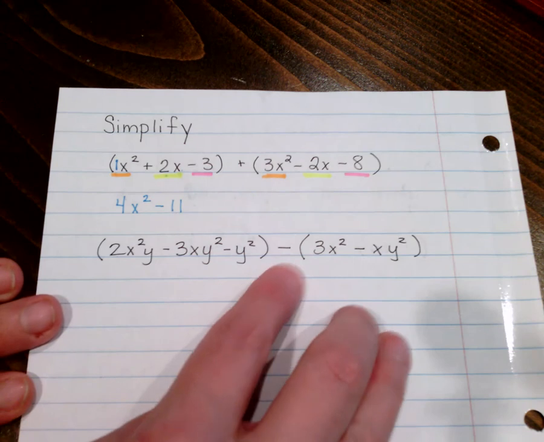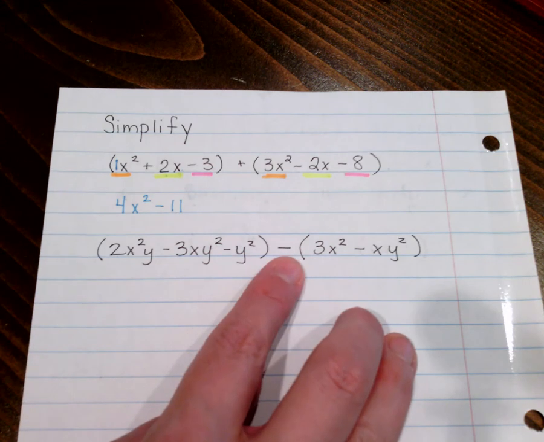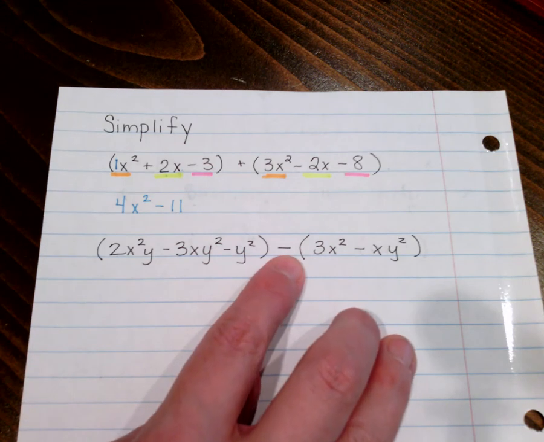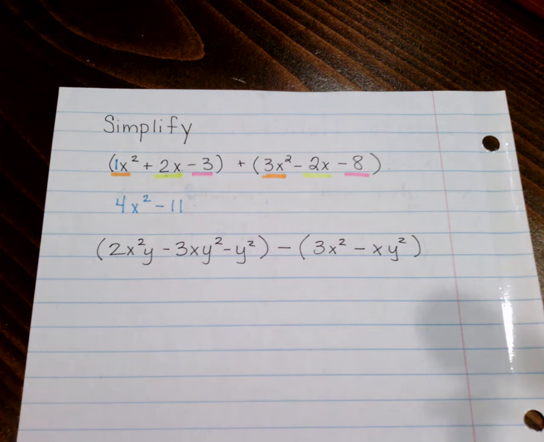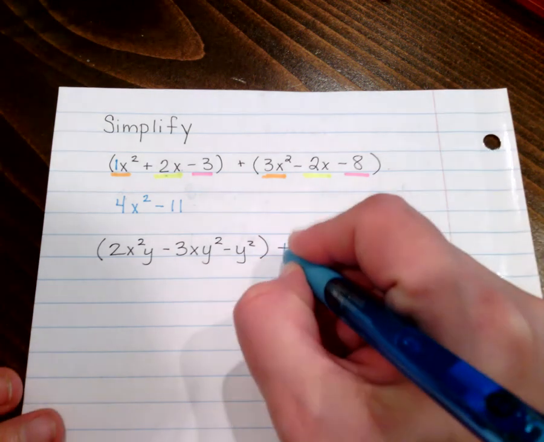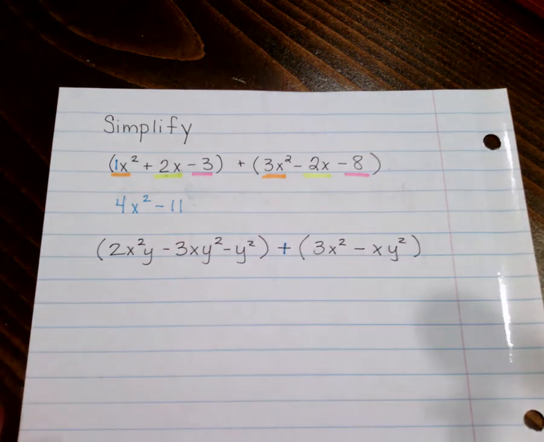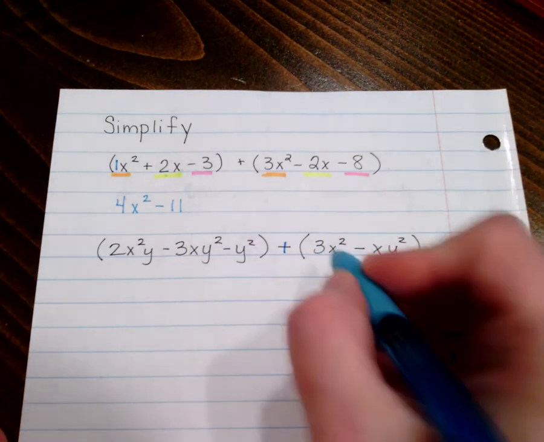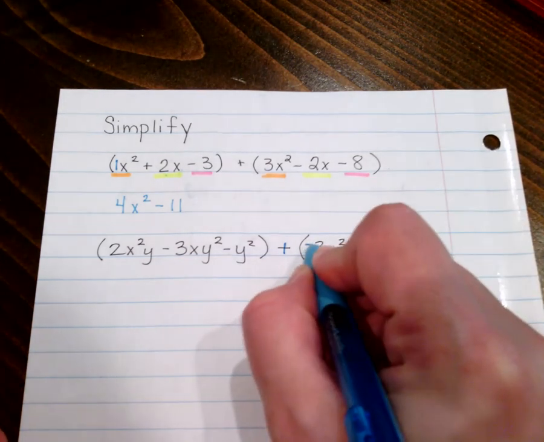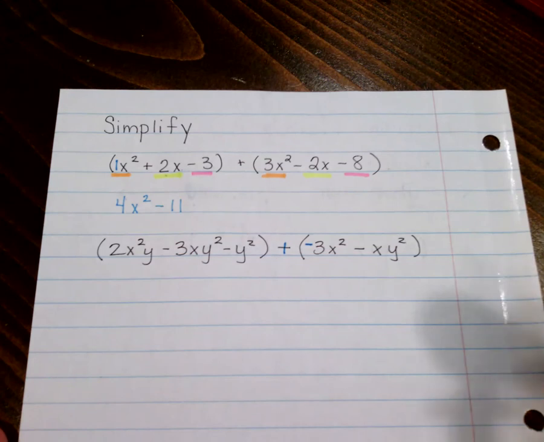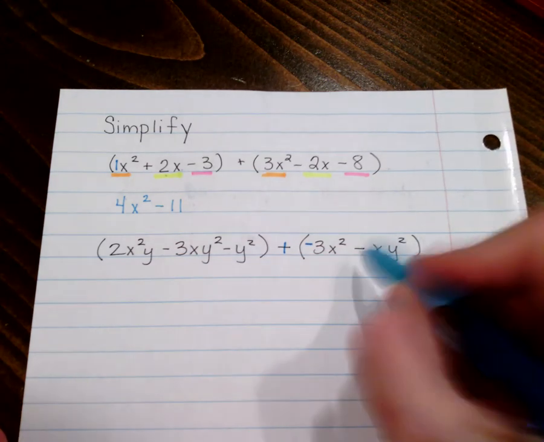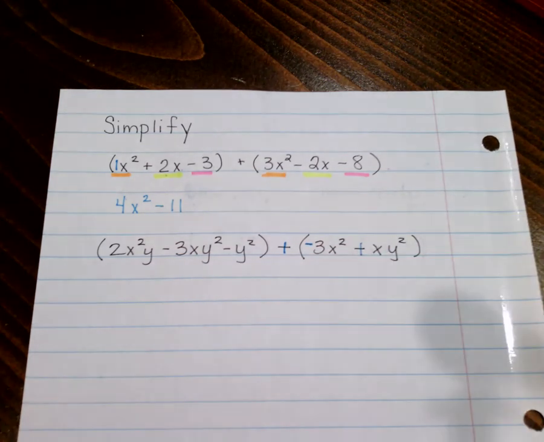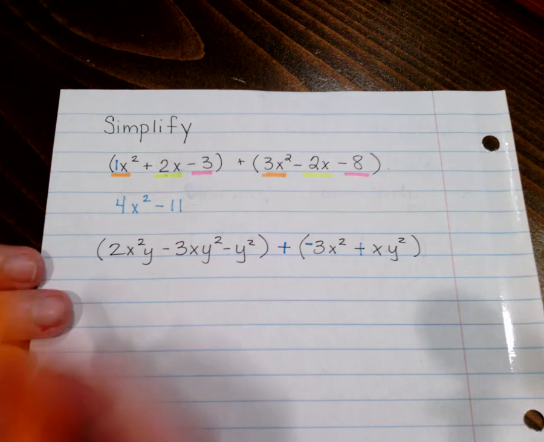When we look at the second problem here, we see a minus sign. Now, the easiest way to deal with a minus sign is to change it to an addition sign. And the only way you can change it to an addition sign is by changing the signs of the terms in the following parentheses. So we'll change this positive 3 to a negative 3. We'll change this minus x squared to a plus x squared. And now we can simplify this just like we did the problem before, looking for like terms.